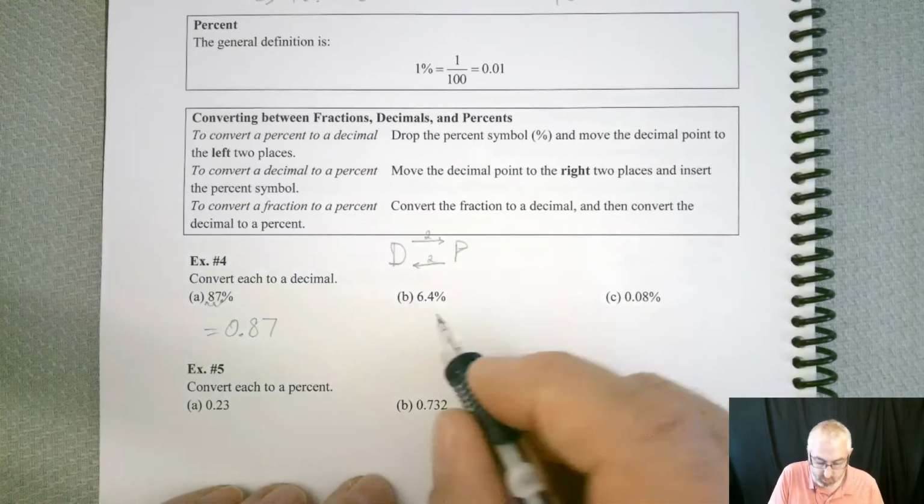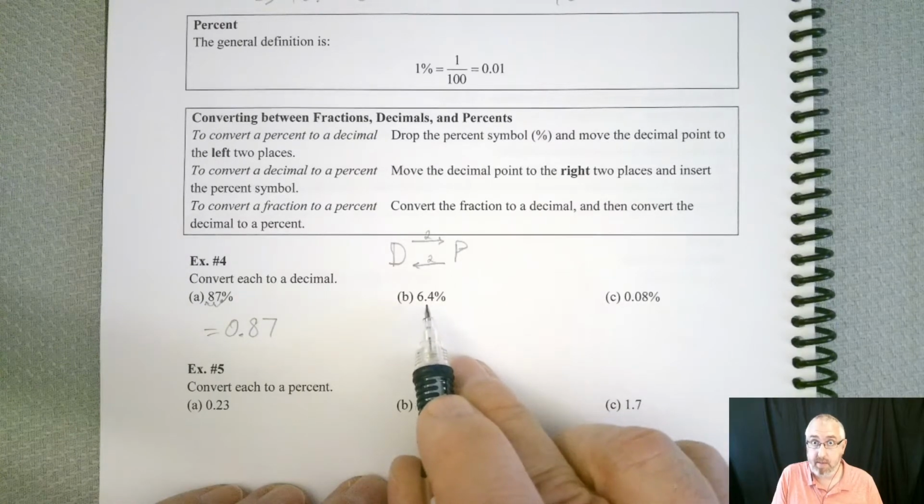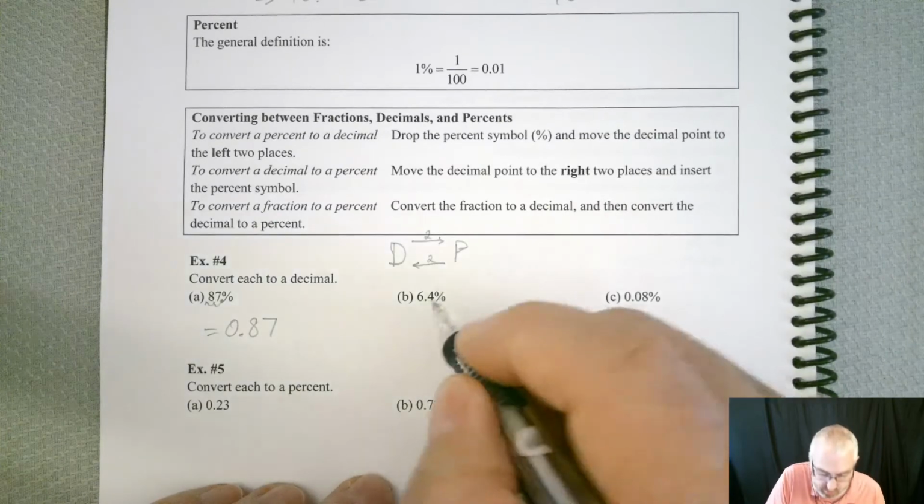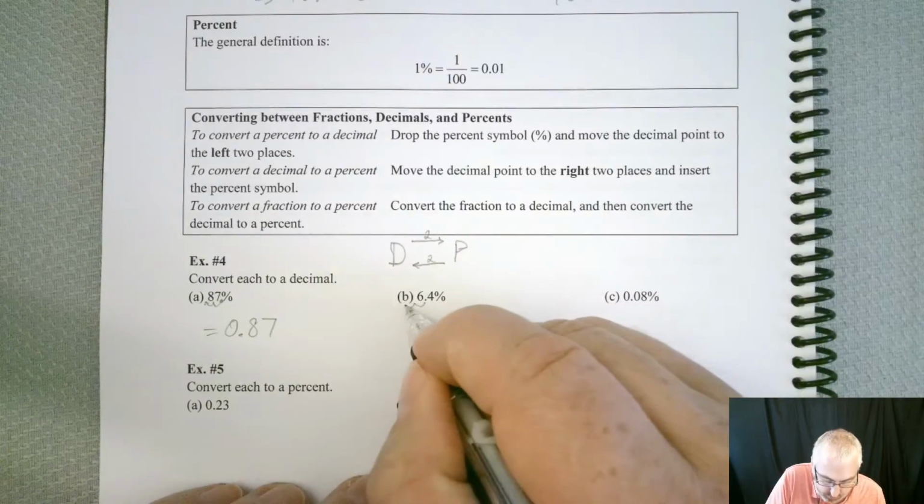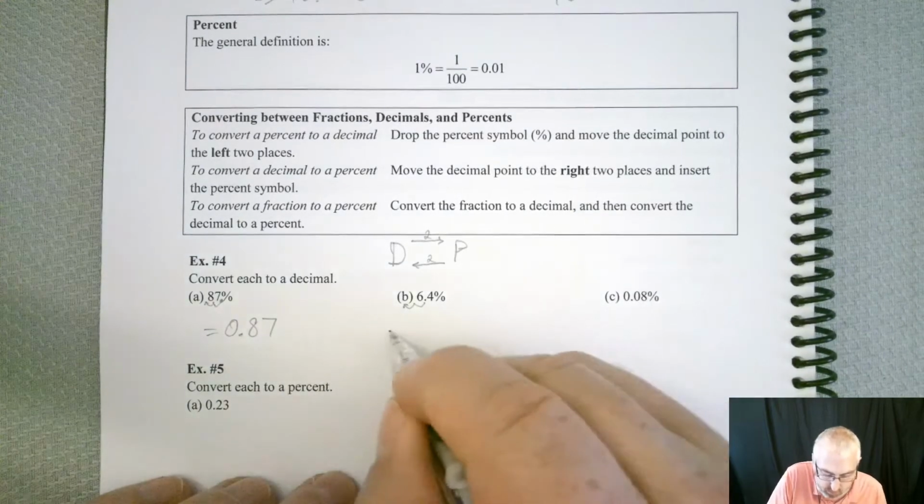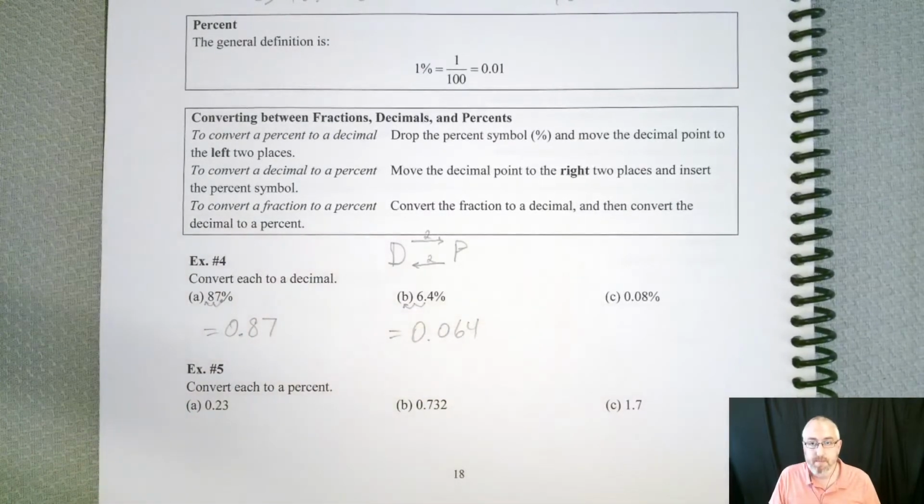So, okay, what about the next one? And now the decimal point is explicitly indicated. So we have to go from there, again, to the left 2 places. So 1, 2. And now there isn't another digit in that second spot, so we have to add in a 0. So your answer should be 0.064.